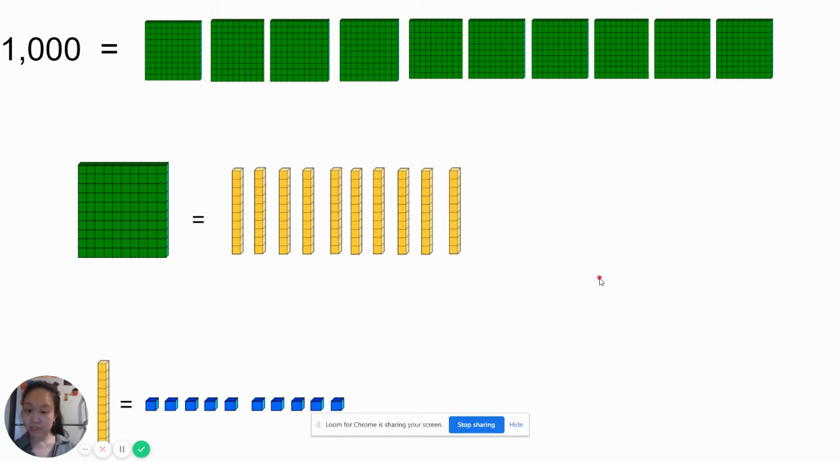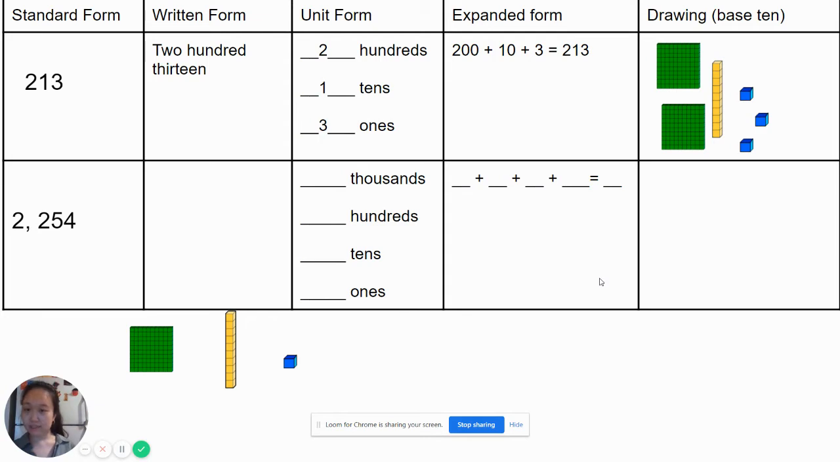You can represent 3-digit numbers in many different forms, and that's the same for 4-digit numbers. Today, we are going to look at a table that looks similar to something that you saw on Tuesday. You are going to think about the 4-digit number using standard form, written form, unit form, and expanded form. We won't be using drawings to represent 4-digit numbers because as the number gets larger, it is really inefficient to draw out that number.